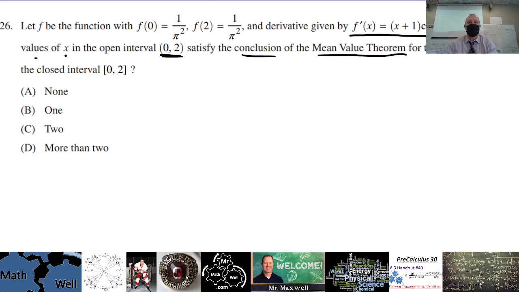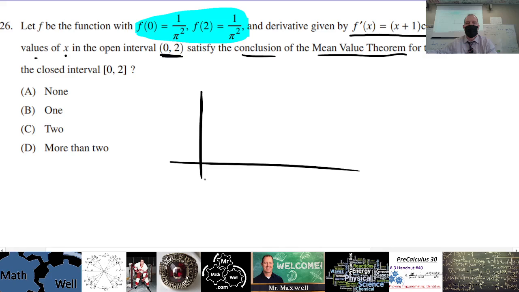This is the first thing that jumped out at me right here, was the fact that these two had the exact same value. I don't know what this is, doesn't matter. Pi squared is a little over 9, close to 10 maybe, so 1/10, something like that. Doesn't matter what the value is, but what matters is that we have this value at 0, and at 2, we have the exact same value. So that brings back the mean value theorem, also Rolle's theorem.